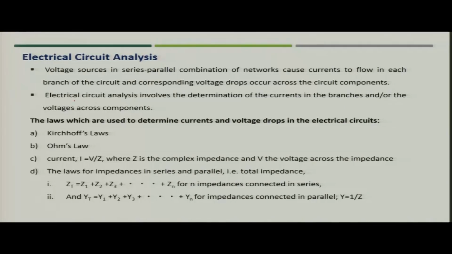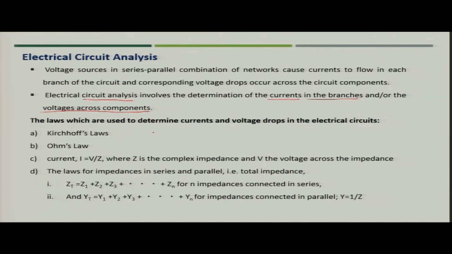of both. So, the objective of the electrical circuit analysis is that you need to find out the currents and the voltages across element which is connected to the network. So, what we will do, we will try to analyze the circuit and try to find out the currents which are there in the various branches of the network and the voltage across the components.